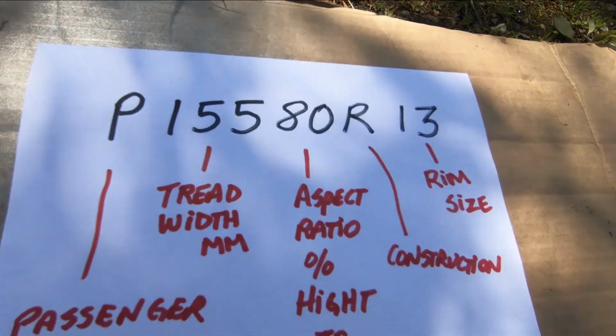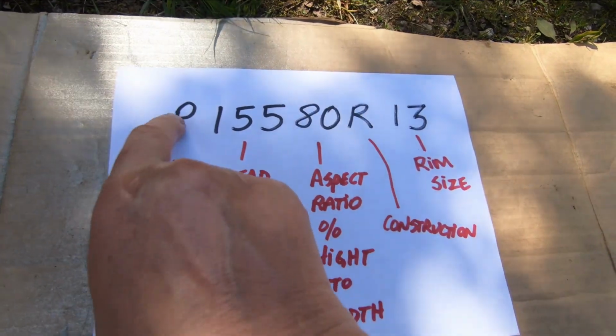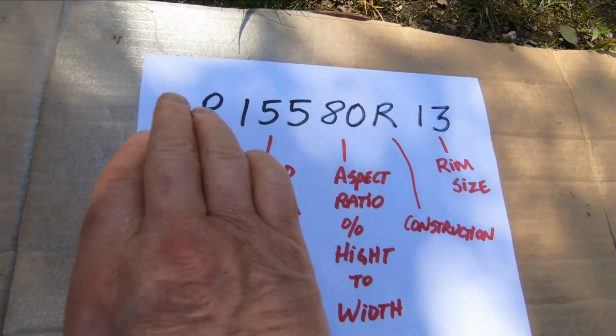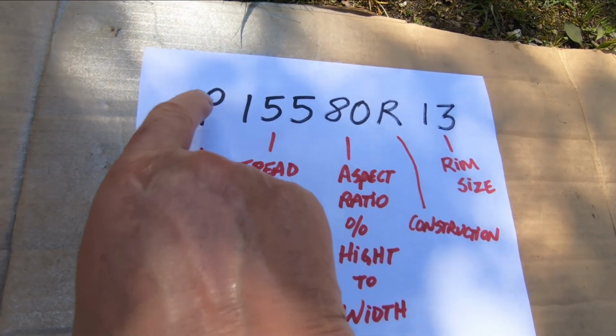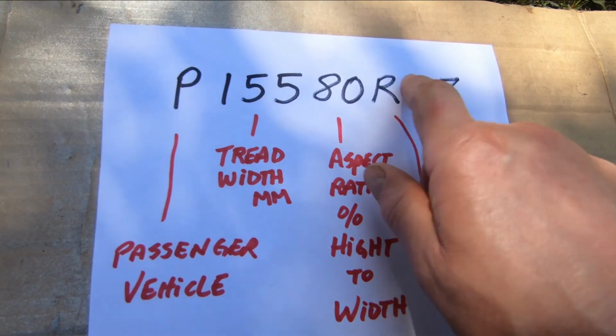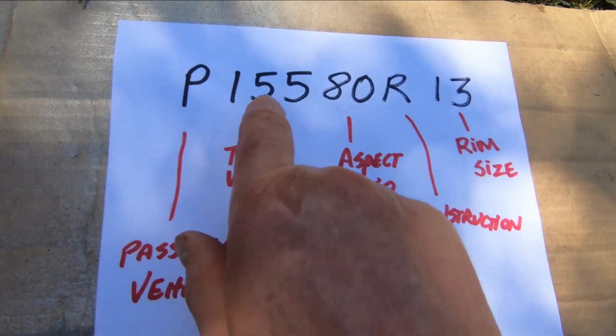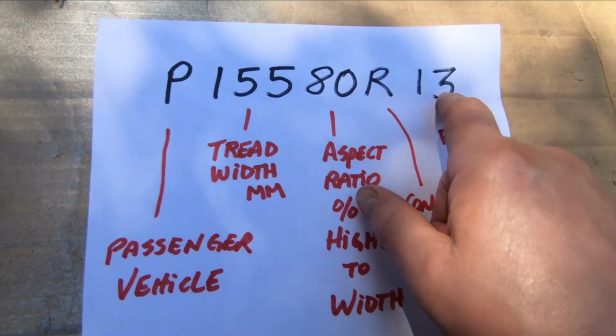Okay, so here's a breakdown of what the number on the side of your tire means. There's a letter at the beginning usually. Sometimes there's no letter, but if you've got a letter, you'll either have a P or maybe an LT. Now this will all be different for each individual tire, but this is just one example. This is a P155/80 R13.